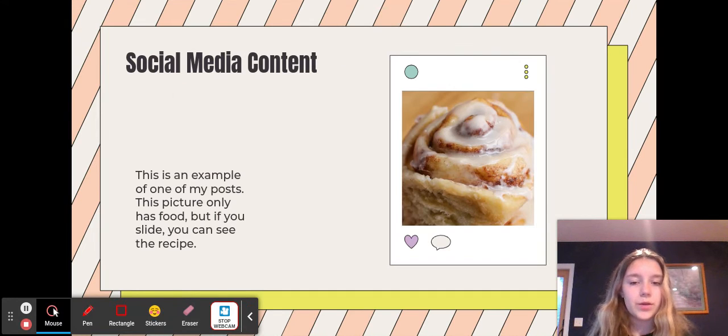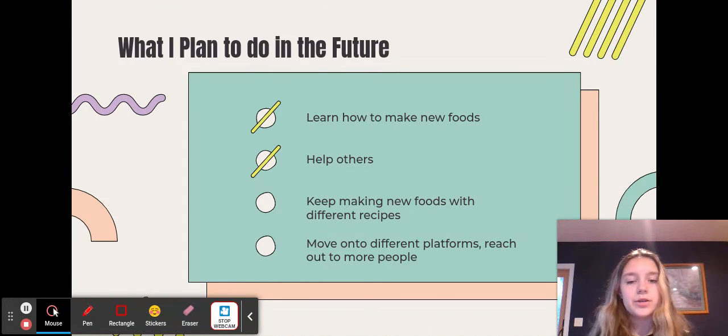This is an example of what I would post. Here you can see a cinnamon roll because the first thing that I made were vegan cinnamon rolls. On Instagram, which is the social media platform that I decided to use, you could post multiple pictures at once. The cover picture was the food that I made, and then if you saw it, you could see the ingredients, the directions, health facts, the total cost and time of the recipe, my thoughts and opinions, and lastly, a rating of the overall recipe.